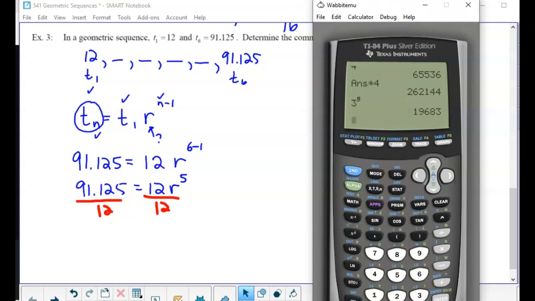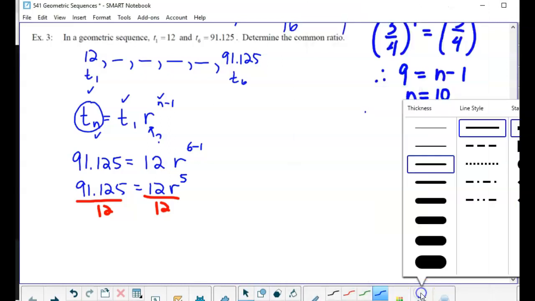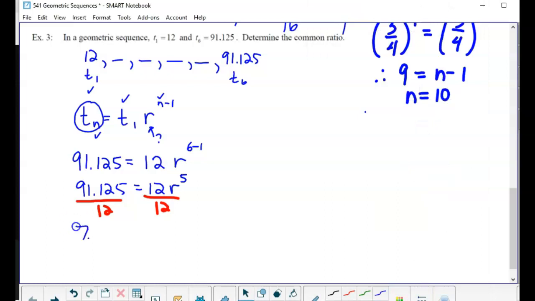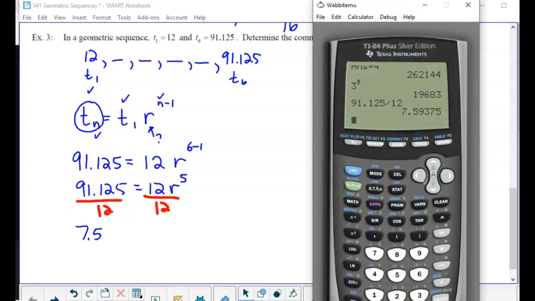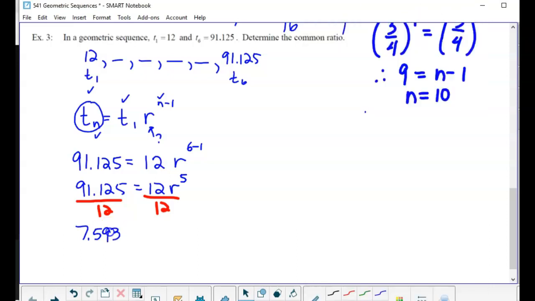So here, 91.125 divided by 12. Okay, so 7.59375.